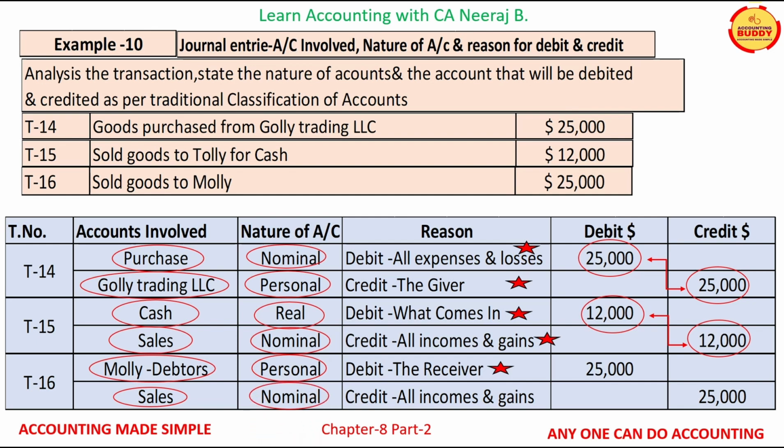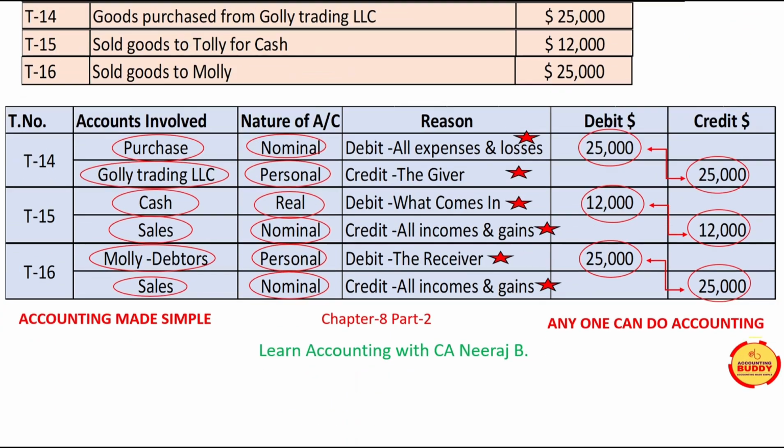Sales is a nominal account and the rule for crediting the nominal account is credit all incomes and gains. Therefore, in this manner, this transaction is recorded for $25,000.